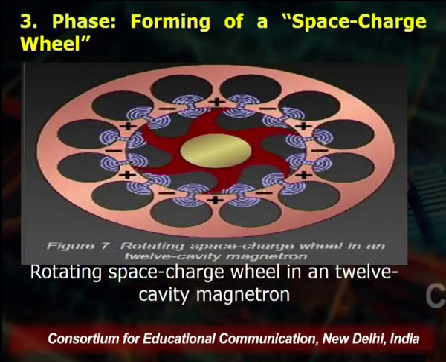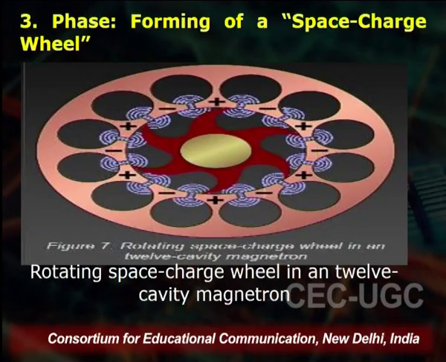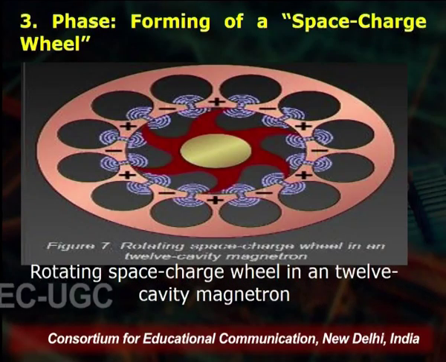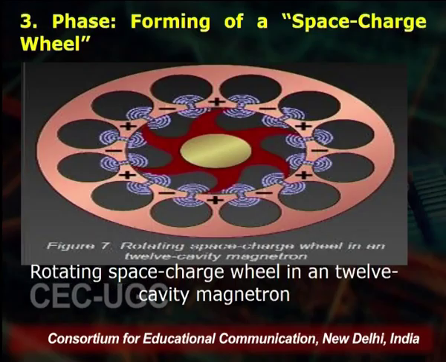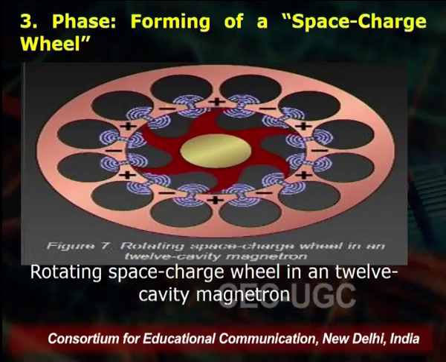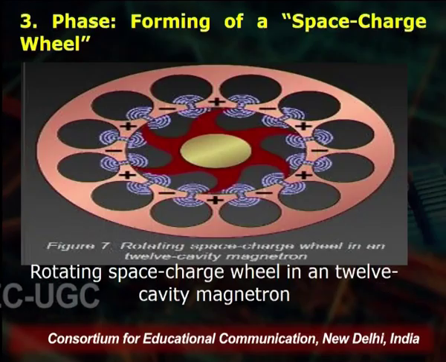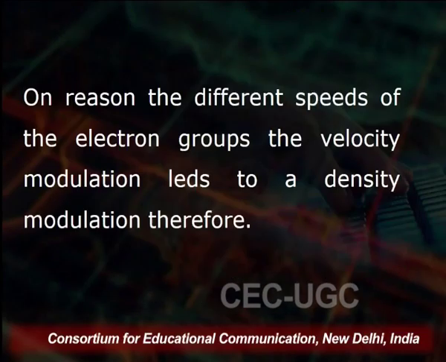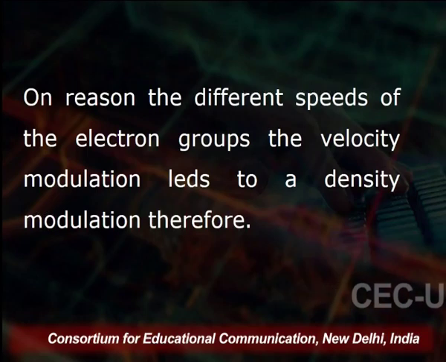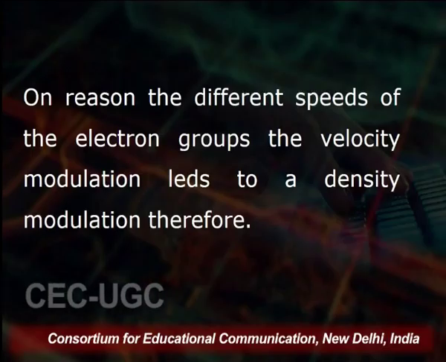You are seeing on the screen that there are cavities, and these cavities are attached with the vanes, and you can clearly see that there is space charge generation when we apply the electric field as well as keep it in the magnetic field. Then the different speeds of the electron groups and the velocity modulation lead to a density modulation.